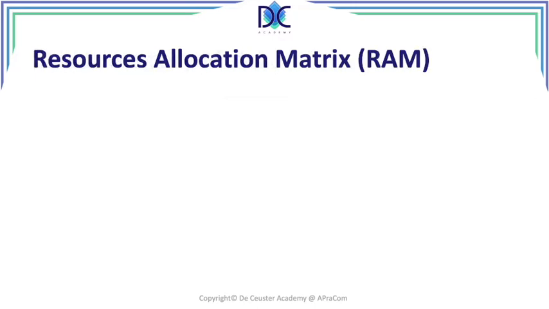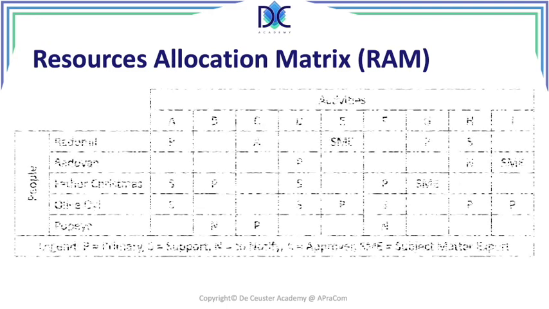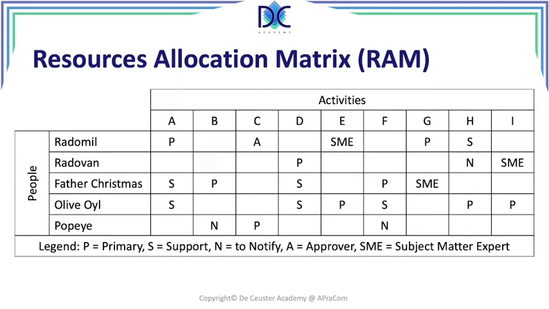Now, when we look at the resource allocation matrix, what we are going to do, we're going to allocate the resources to different activities. And when we have a RAM, a resource allocation matrix, we have to specify the legend. We have the primary, the support, people to notify, an approver, a subject matter expert, and so on. This legend is very important because in the RAM, we don't have any predefined legend.